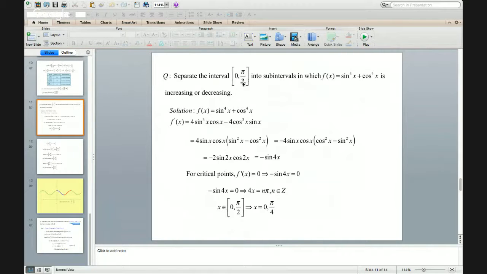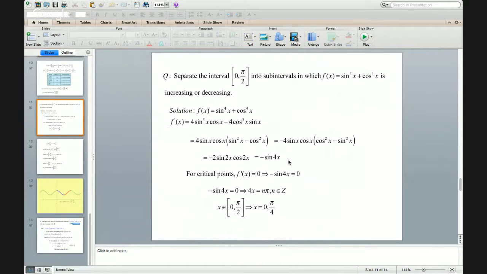And we have to separate the interval 0 to pi by 2 into sub-intervals in which this function is increasing or decreasing. So not much changes. You start off with finding f dash x with the help of chain rule. And then if you just start thinking about where f dash x is going to be 0 with this look of it as of now, then it will be a very complex problem.